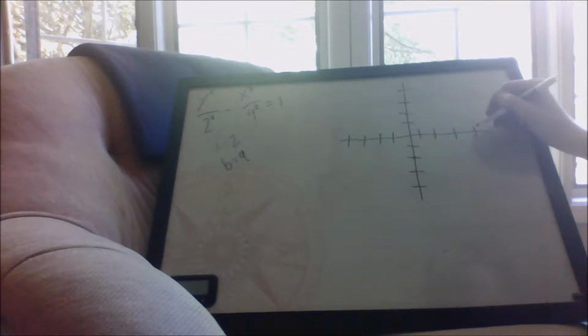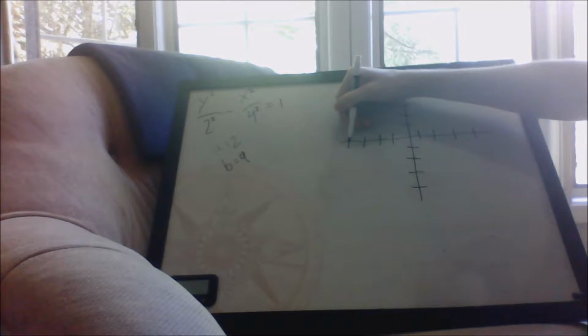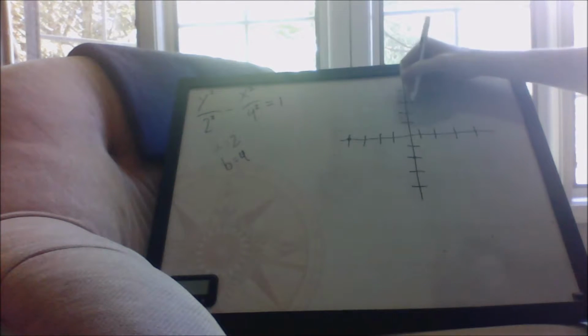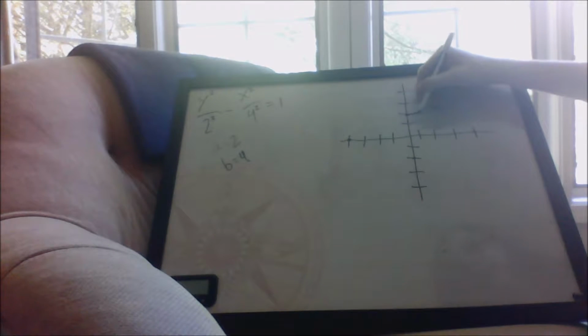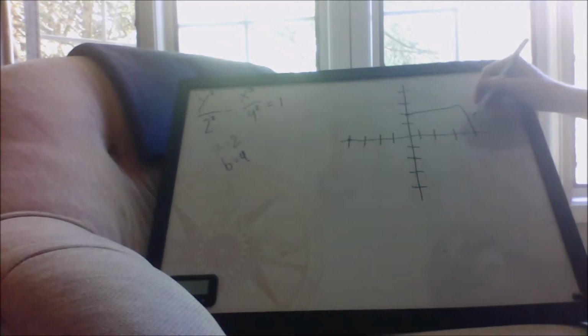And then in the same logic, since b is on the x side, the other sides of the rectangle will be (4, 0) and (-4, 0). Then you use these points to complete the rectangle. And it doesn't have to be perfect.